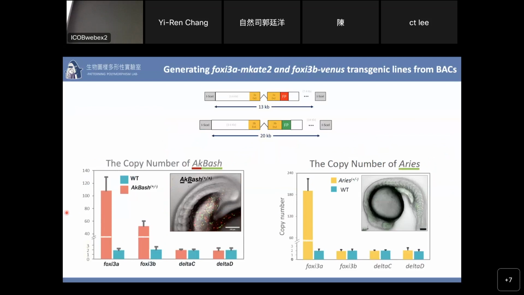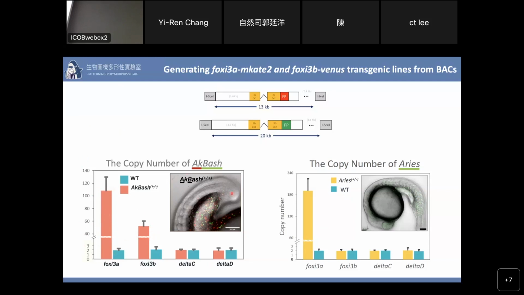So then we want to understand what's going on during this determination process. We used bacterial recombineering to generate two transgenic lines, and we first synthesized two constructs, one FOXI3A and one FOXI3B. We labeled them with red and green fluorescent proteins. Here are the two lines. One has both constructs, and they actually cause quite high copy numbers: FOXI3A has almost 100 copies, and FOXI3B has 60 copies.